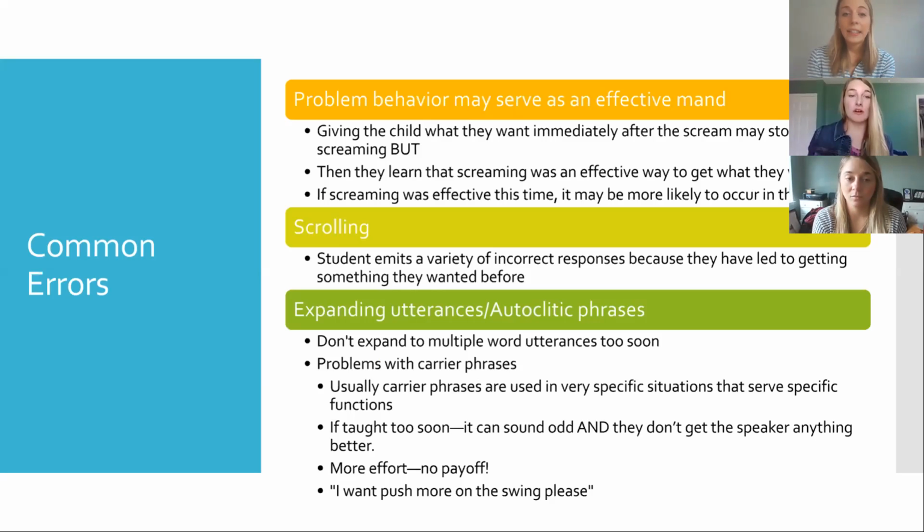Annie, did you want to talk about expanding utterances? We definitely want to focus eventually on expanding utterances, and that is something we do target, but we don't want to do it too soon. When we use carrier phrases like "I want ball" or "I want water bottle," it can lead to things like "I want push more on the swing, please," because we use those carrier phrases in life really differently. I don't say "I want" every time I want something. I might say, "Can you grab me that water bottle?" or "Would you mind picking up this at the grocery store?"